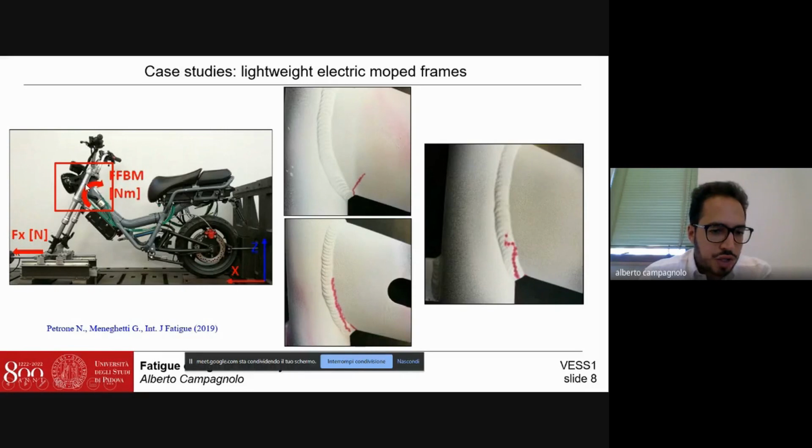This load generates a bending loading on the frame, and we can see in the right-hand side figures that cracks initiated from the tensile stress region of this frame, so that the cracks initiated from the lower surface of the tube. In this figure, we can see that the cracks initiated from the toe side. After that, it propagates inside the tube of the frame.